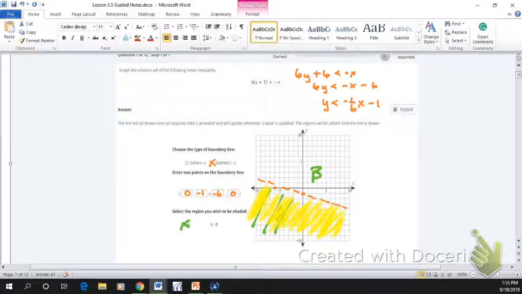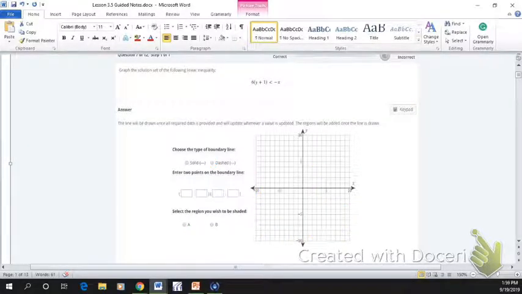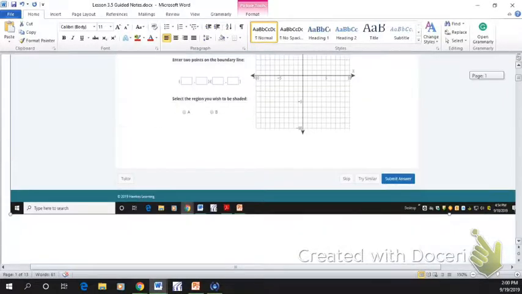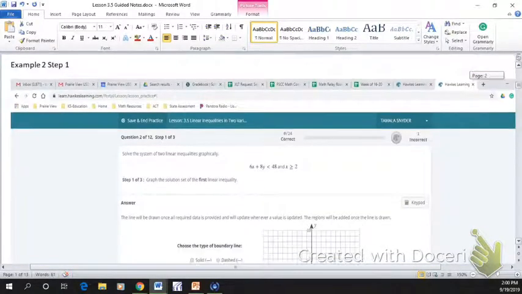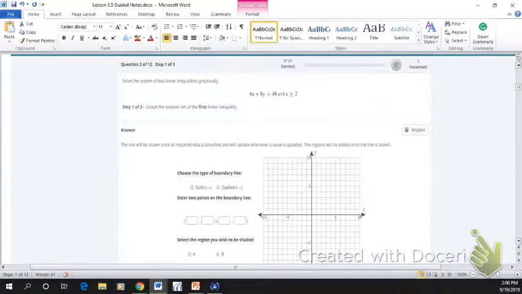Okay. So let me see if I can scroll. Graph the solution of the first linear inequality. Okay, so here's example 2. We're just doing the 6x plus 8y. So the step 1 is to do this line, step 2 is to do this one, and then step 3 is to say I want to union them or I want to intersect them.